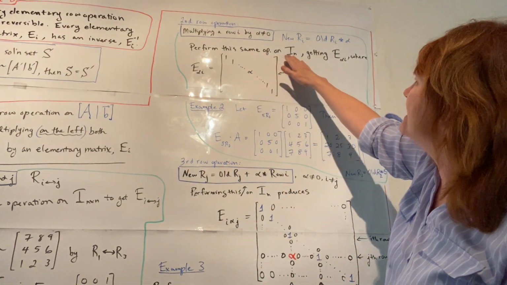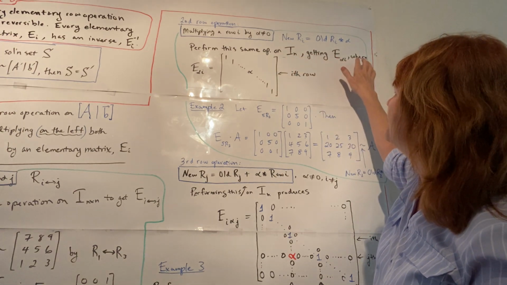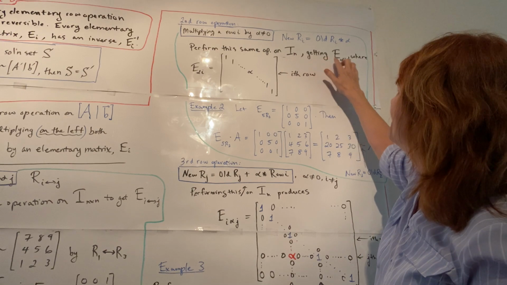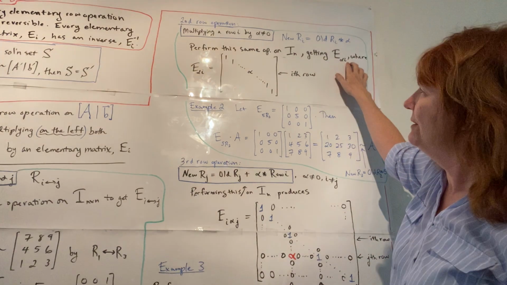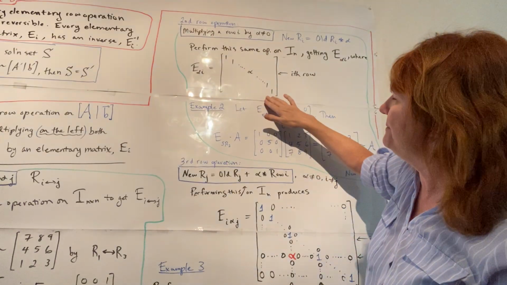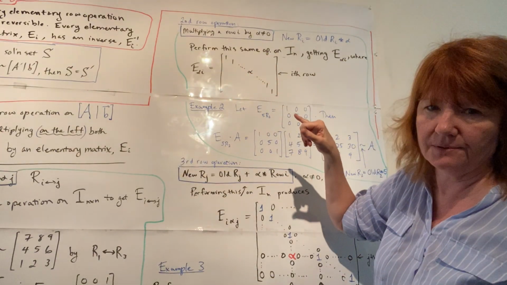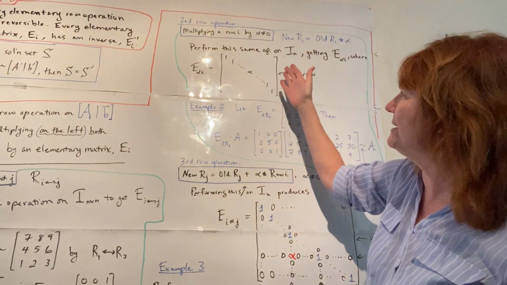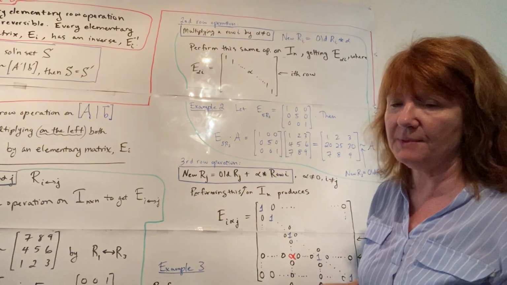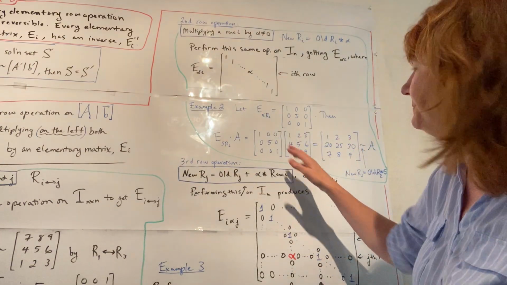So if we perform the same operation on I_n, the n by n identity matrix, we're going to get an elementary matrix we call E alpha i. And that just looks like the identity matrix with alpha instead of 1 in the ith row. Okay? So I'm performing the row operation on the identity matrix. It gives me an elementary matrix. And now let me show you an example of using it.